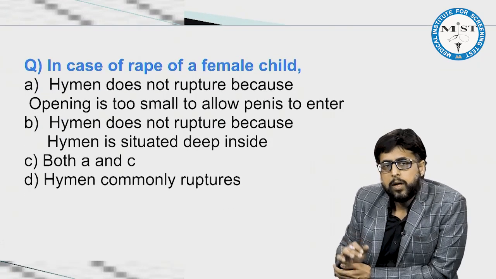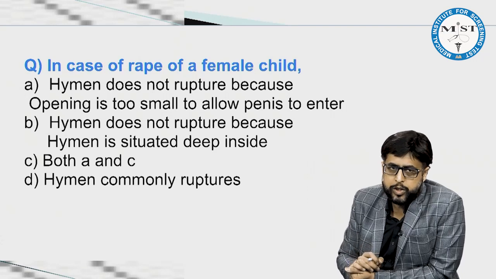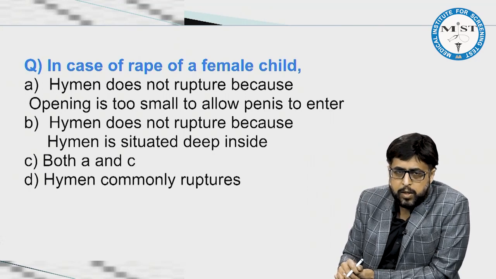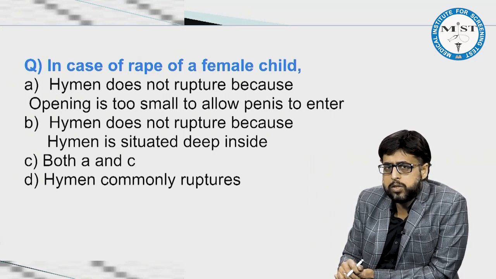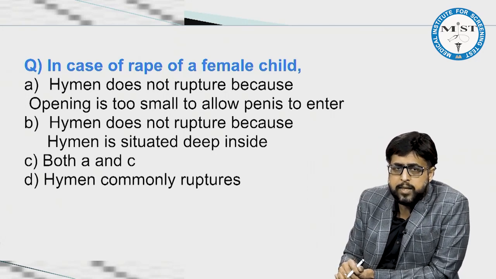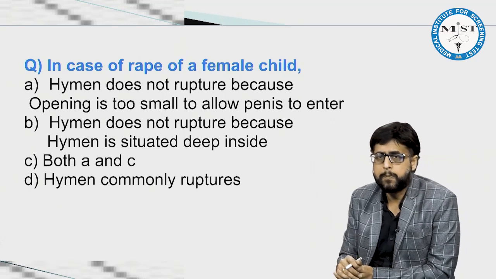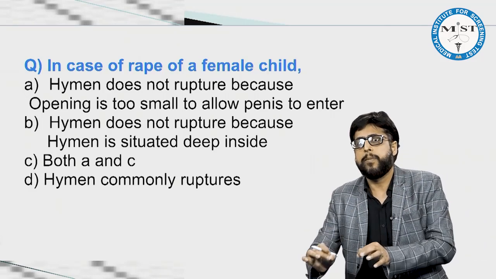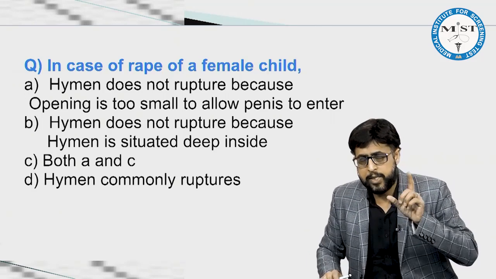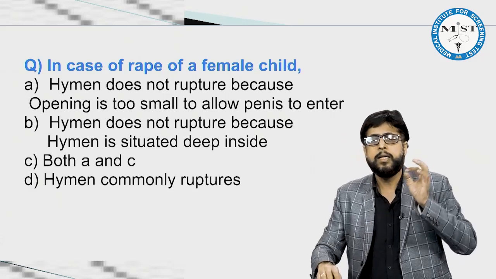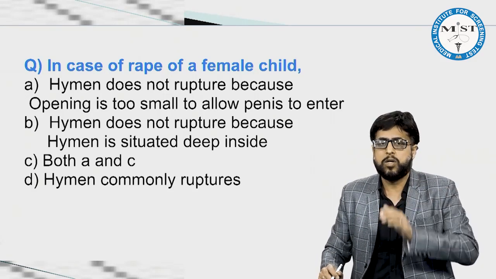Again, a very interesting and conceptual clinical question. In case of a rape of a female child, hymen does not rupture because the opening is too small to allow the penis to enter, or hymen does not rupture because hymen is situated deep inside, both A and C, or the hymen commonly ruptures. First of all, simple question: in case of a female child, usually the hymen ruptures or not? Please think about the common scenarios. In a rare scenario, anything can happen. Usually the hymen in a child does not rupture.